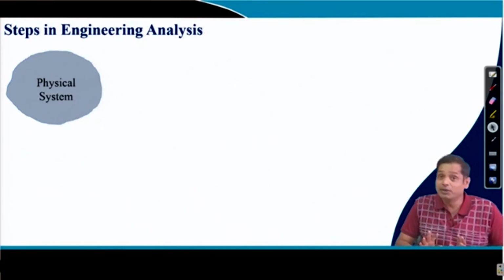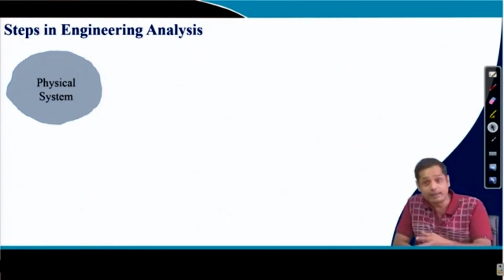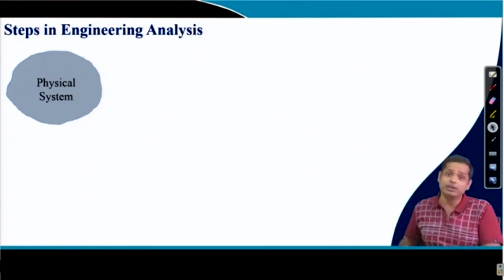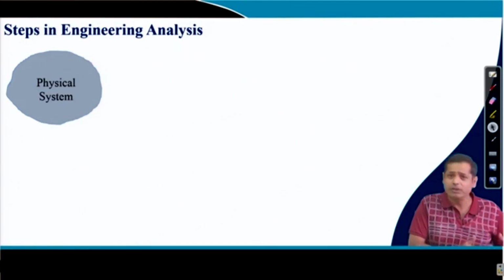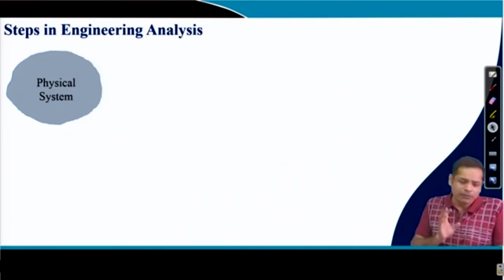When I say it could be anything, I literally mean it could be anything. It could be a building, a bridge, a machine, an electric circuit, an electronic chip, an automotive engine, or anything, right? I have a physical system. I need to understand how this physical system may respond when it is subjected to some kind of environment. That is the problem I have, okay?